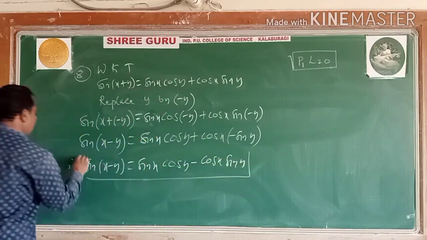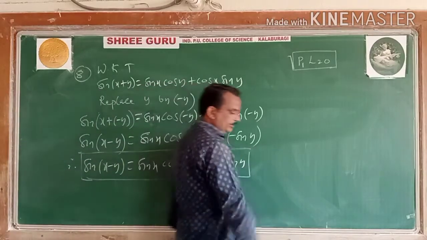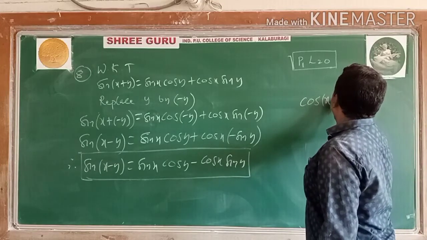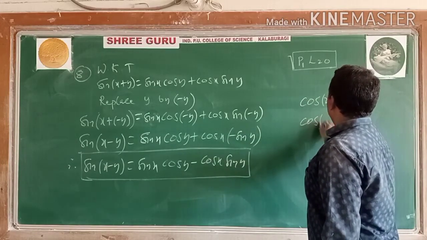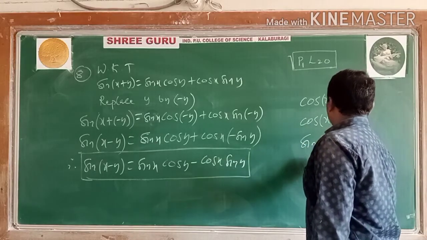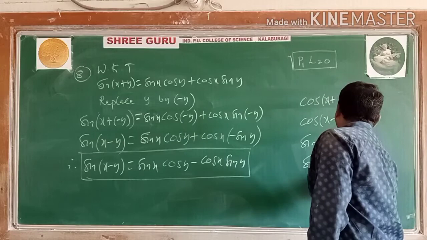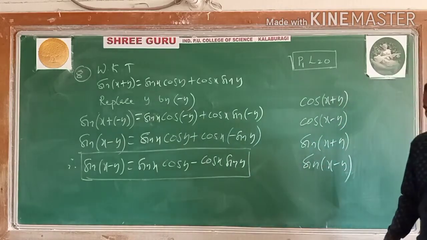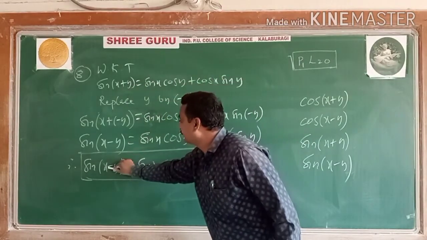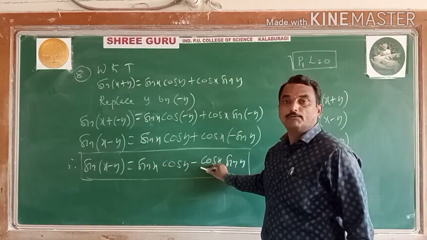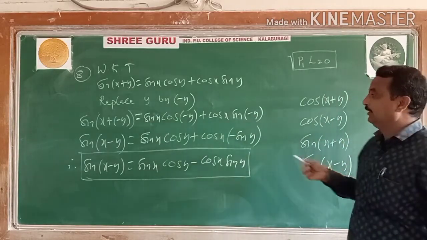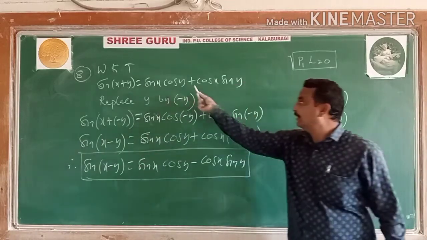See both the results, friends. Using this, we have proved the 4 results here. We have studied the cos of x plus y formula first. Using this, we have calculated cos x minus y, and using this, sin x plus y and sin of x minus y. These 4 results we have studied today, students. See, for sin, x plus y has plus and x minus y has minus, the same sign. For cos it is different: if here it is plus, it is minus; here minus, it is plus. So this is the difference between cos and sin.